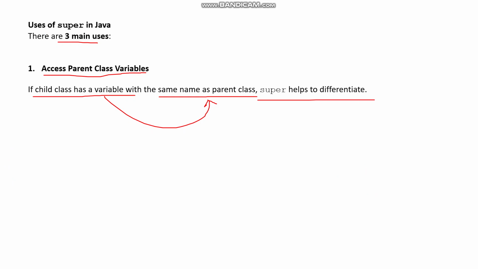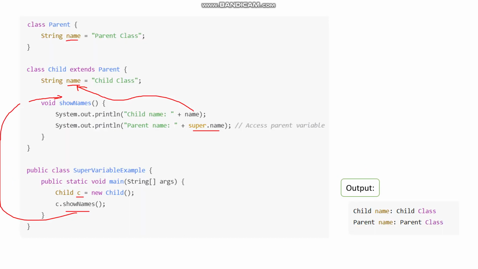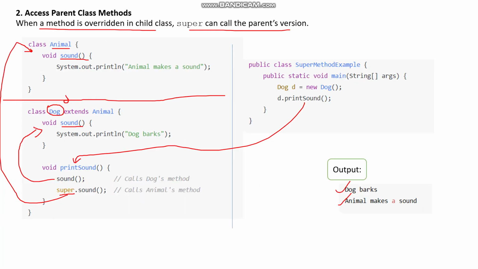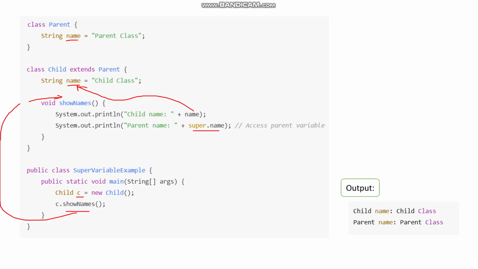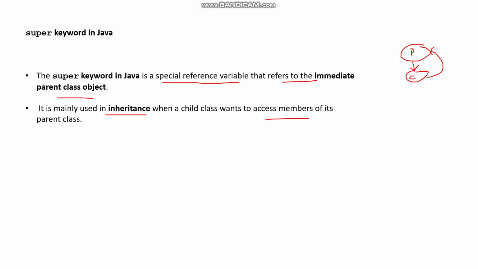In this way, we are using the super keyword. The super keyword is mainly used to access the parent class variables. That is the first case. The second case is to access the parent class method. And the third one is to call the parent class constructor. These are the three ways to use the super keyword in Java.